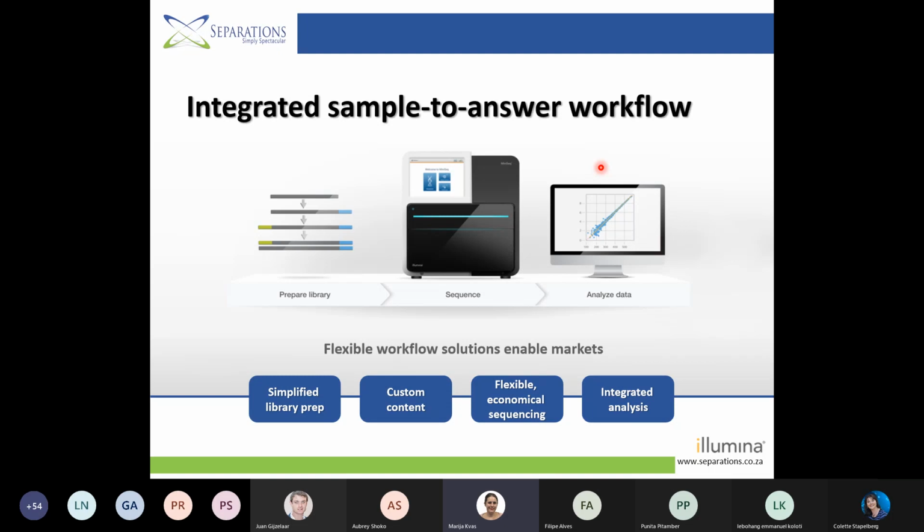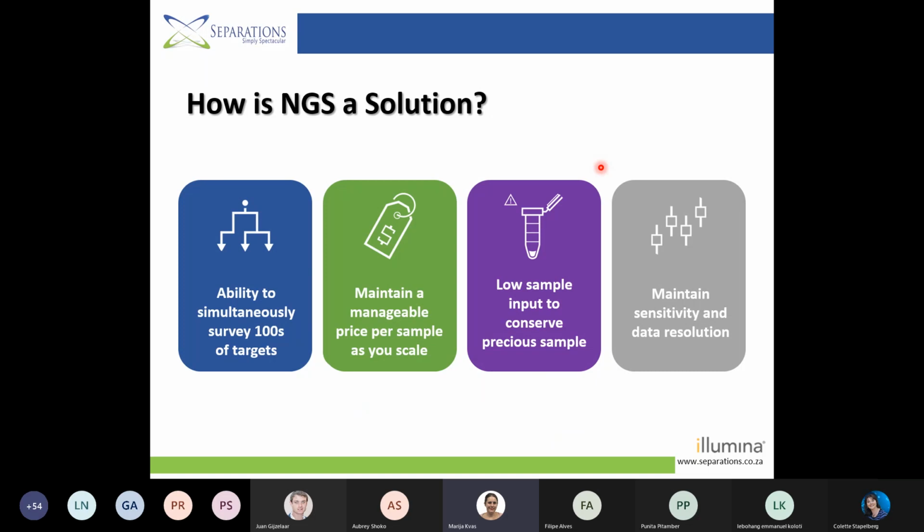So we have this beginning-to-end solution, with simplified library prep. We can also do certain custom content, but we're also trying to make it as economically viable as possible, and to have the full solution with integrated analysis. So why is there such a big boom in using NGS in different labs? Obviously, we can sequence so much more. We've been sequencing for the past 40 years or so, so it's not new to us, but the way we do it with NGS gives this big boom of data. It's large amounts of data that we can get.